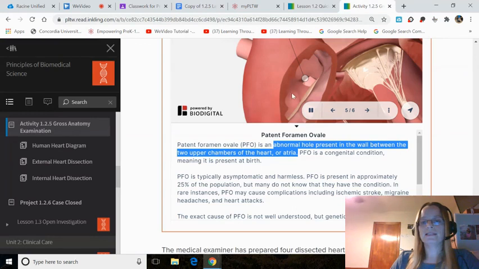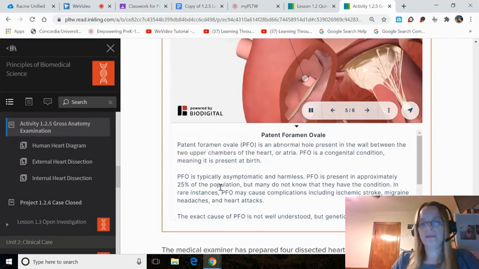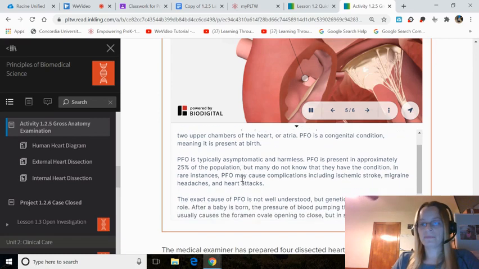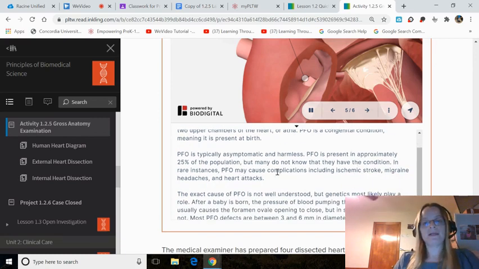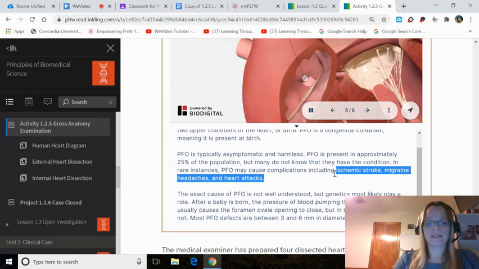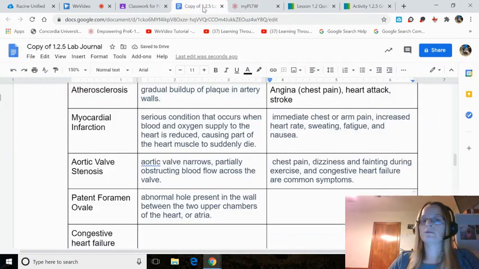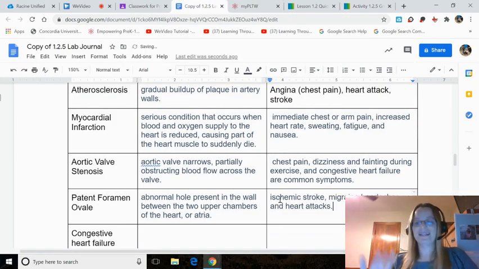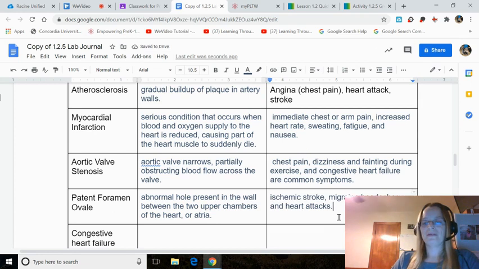And if you look at it, it says the hole is usually very small and it's typically asymptomatic and harmless. So asymptomatic and harmless that many people who have it don't even know they have it. But there are some other complications here, including ischemic stroke, migraine headaches, and heart attack. Now, if you get migraines, please don't go thinking you have this. Don't self diagnose. Those are some severe symptoms, so I'm going to put them there.